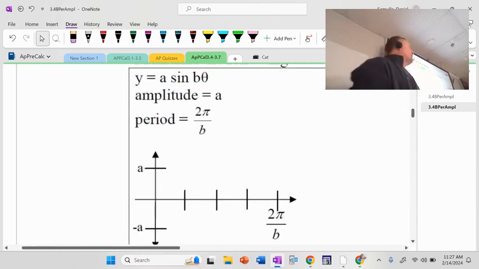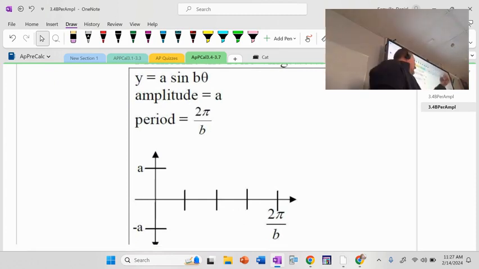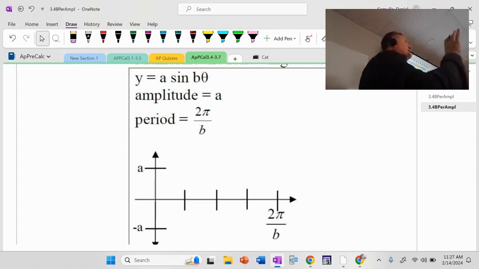Okay, now here's what we're gonna change. Here's what we're gonna change. And all this is not a big deal. Hey, I know it's gonna be tough.